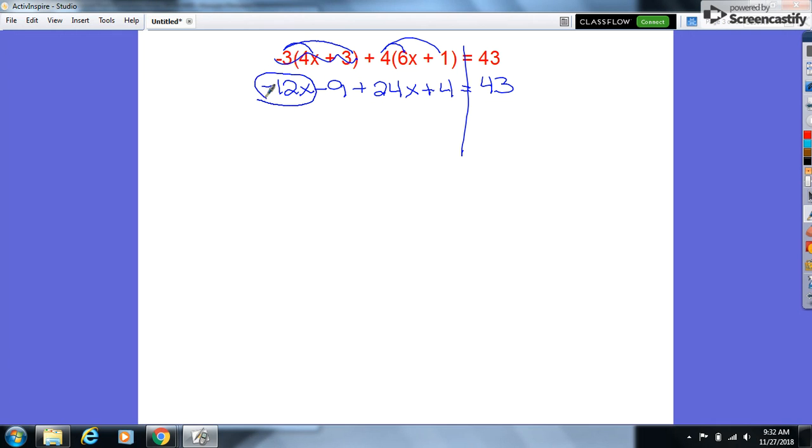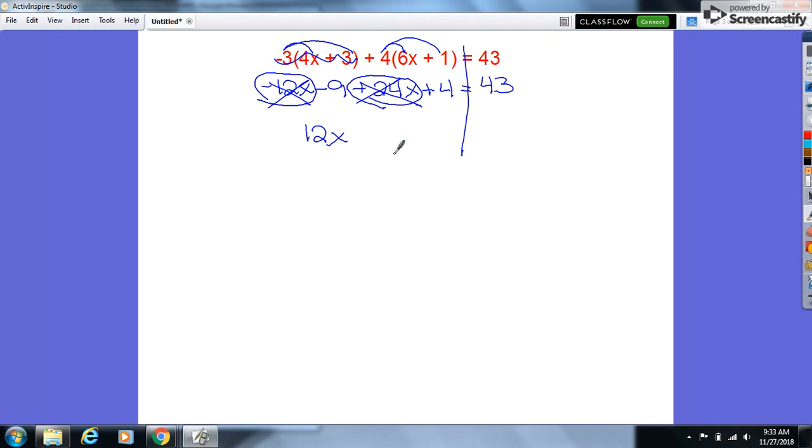I see this negative 12x. Do I see any other x's on this side of the equation? Yep, right here. I've got this plus 24x. I'm going to put those together. Negative 12 plus 24. Remember, I pay attention to the signs in front of the numbers. Negative 12 plus 24 is actually going to give me a 12x.